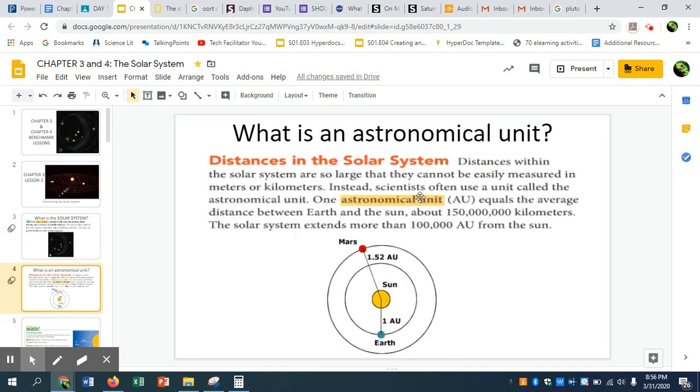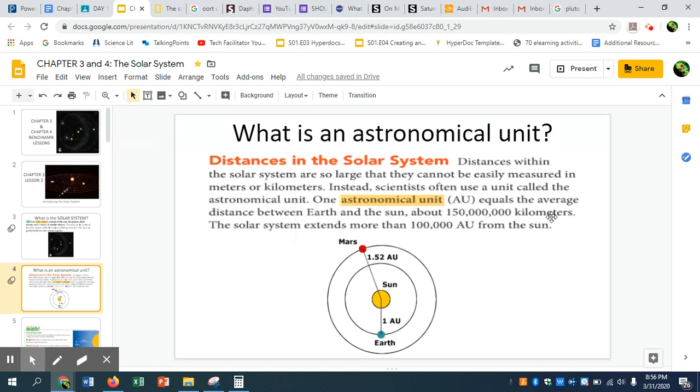Okay, so how about another word? An astronomical unit, or we usually call it an AU. An astronomical unit is the distance between Earth and the sun. So one astronomical unit is 150 million kilometers. We measure everything by Earth because that's where we live.